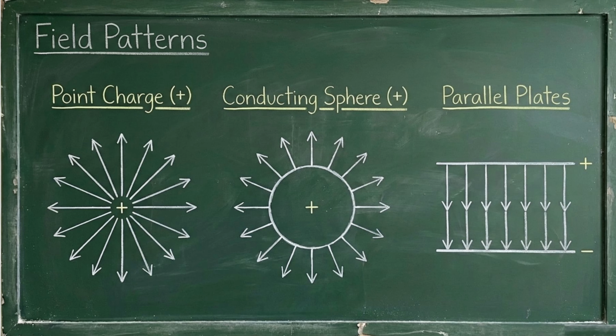And since positive repels positive, if your main object is positive, that little test charge is going to run away. So the arrows on a positive sphere point outward. And if the main object is negative, then that positive test charge would be attracted to it. So the arrows would point inward toward the center.